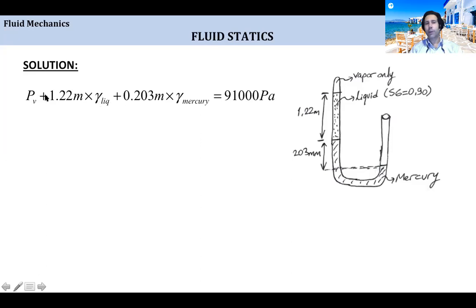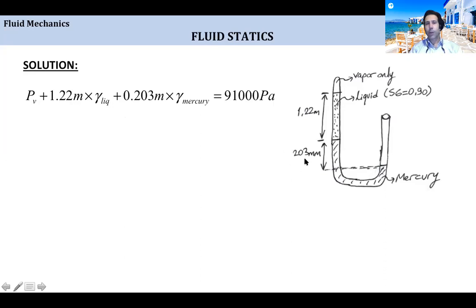So we need to add the specific weight of the liquid multiplied by the vertical distance, which is 1.22 meters, given in the problem. Now we are at this interface. We cannot simply move across because it's not the same fluid, but we can move to this point and then move across. So when we move from the interface with the liquid to this point, we are moving downward, so we need to add.